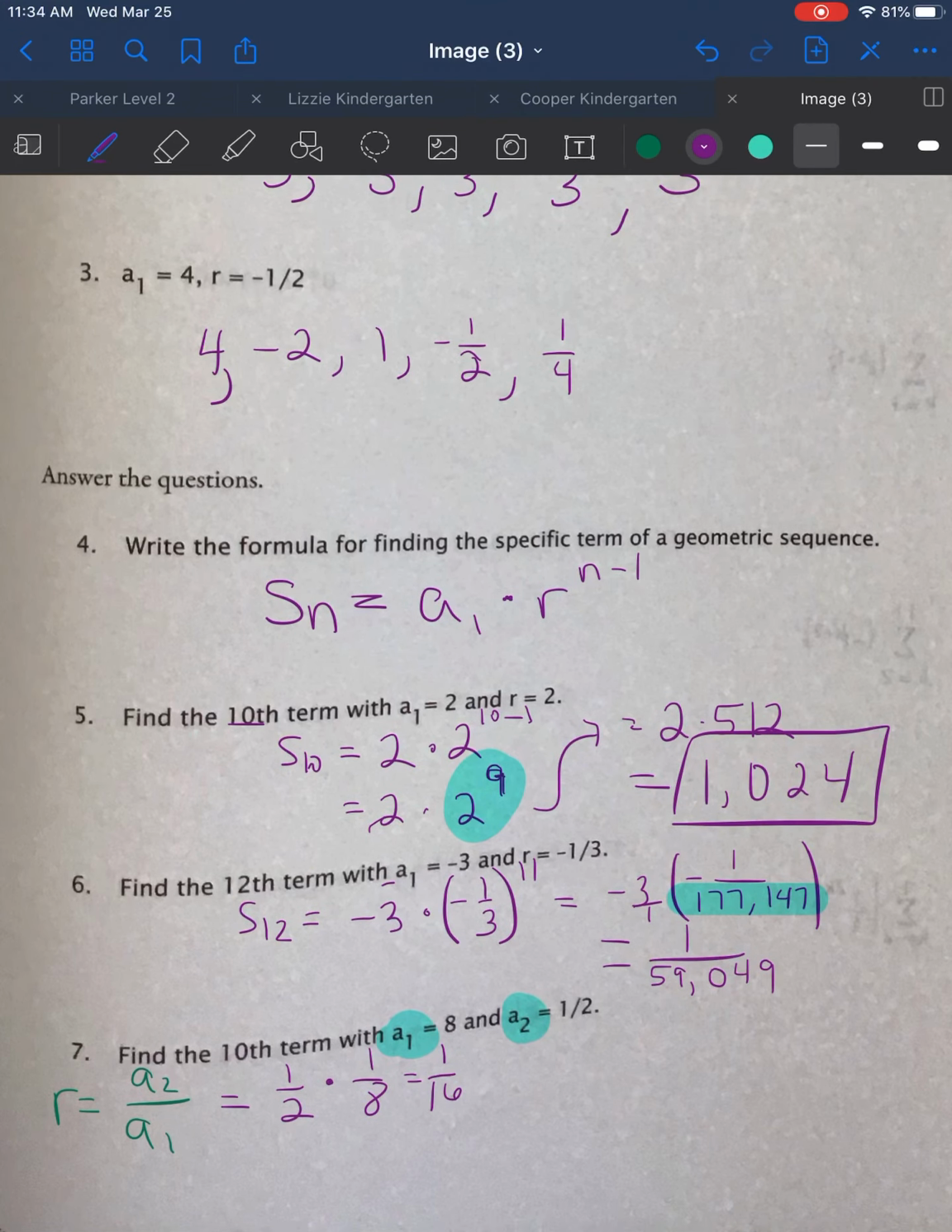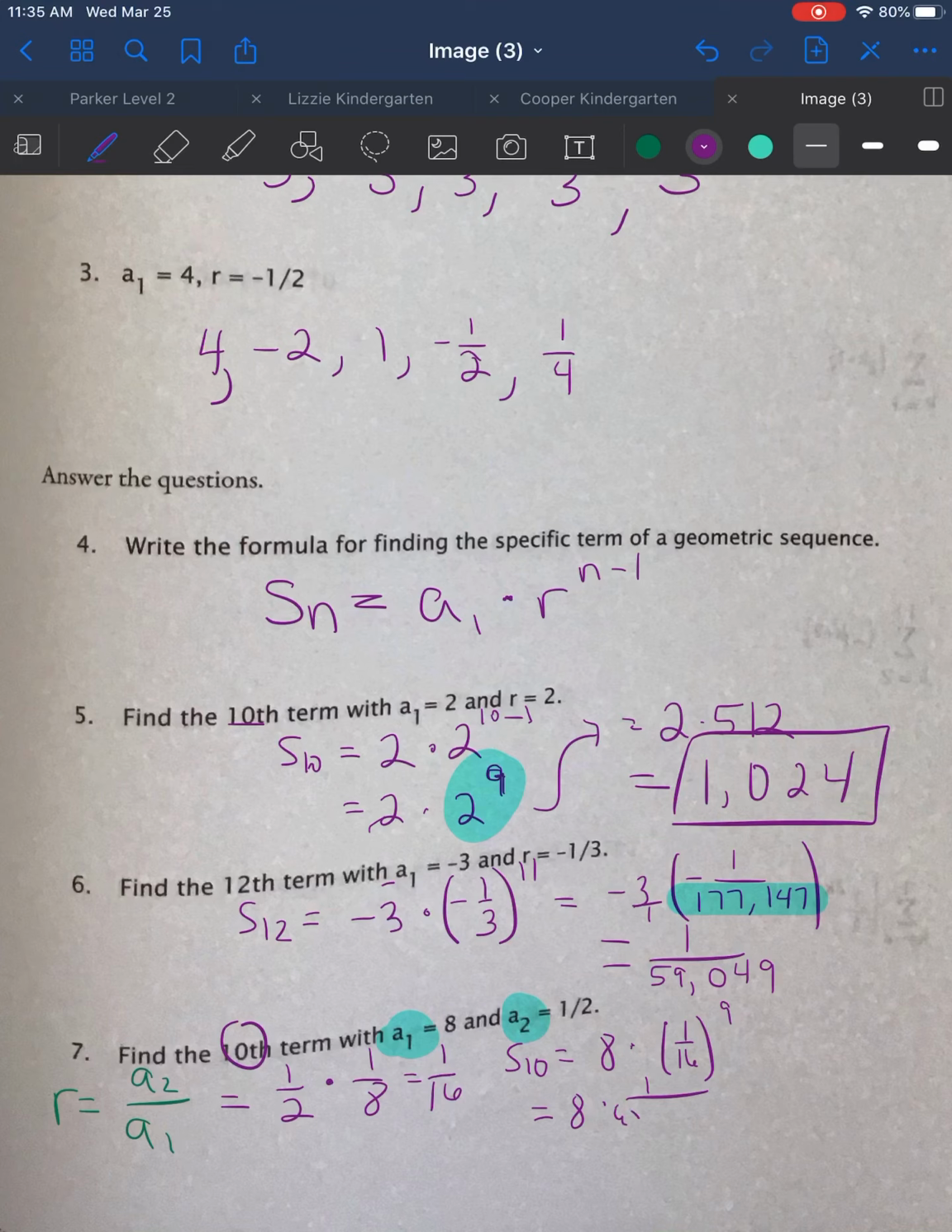So in order to find S of 10, yes, we're looking for S of 10. So S of 10 is equal to my initial, which is 8, times R, which we just said is 1/16, to the n minus 1. So we're going to go to the 10 minus 1, which would be to the 9th power. Okay, again, fun is about to happen. 8 times, we're doing 1 over, because 1 to the 9th is 1. 16 to the 9th power has got a lot of numbers.